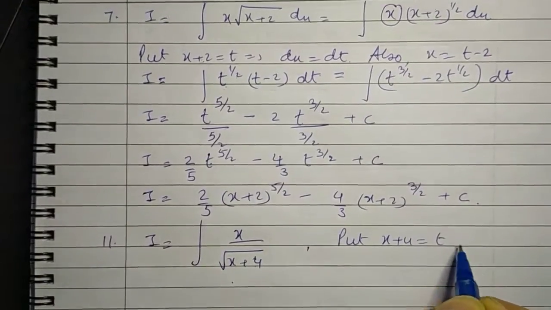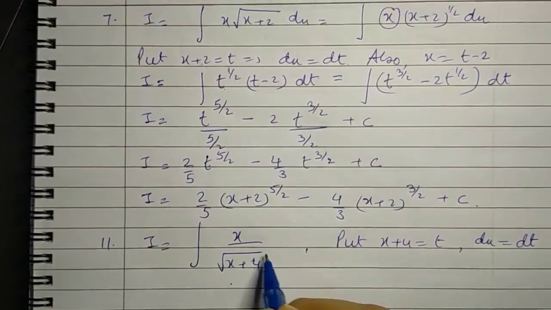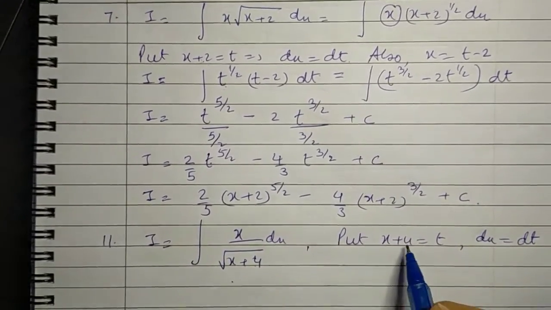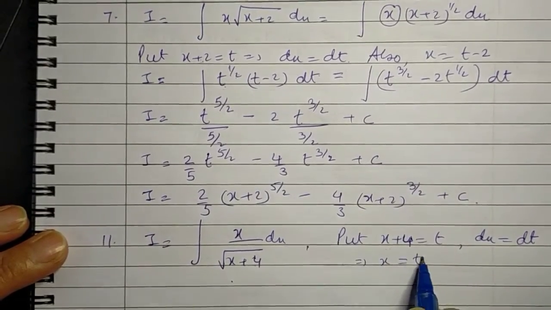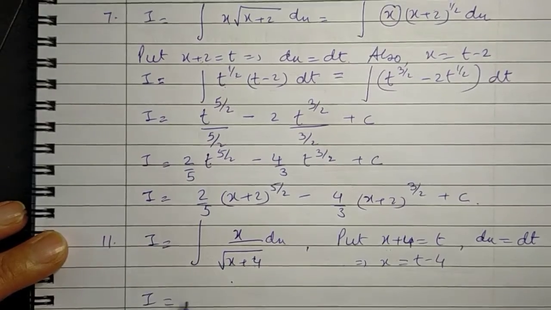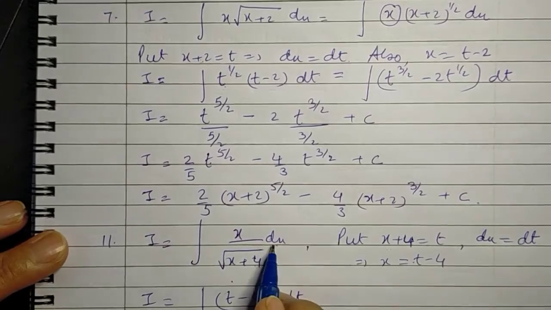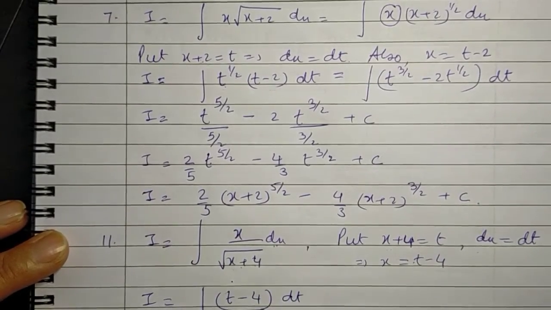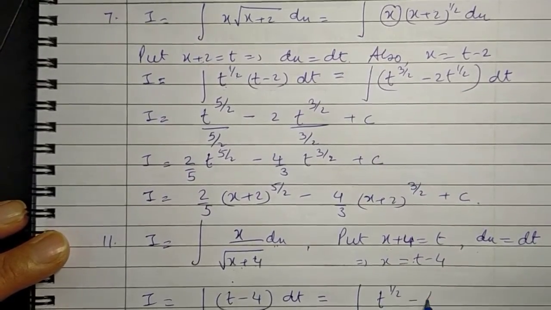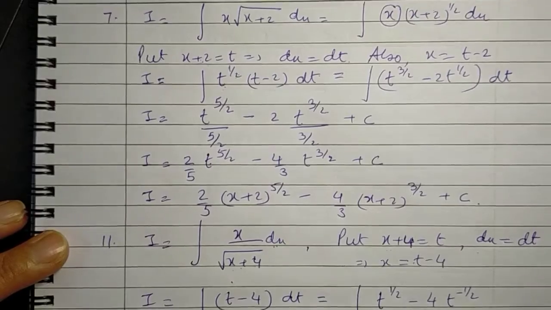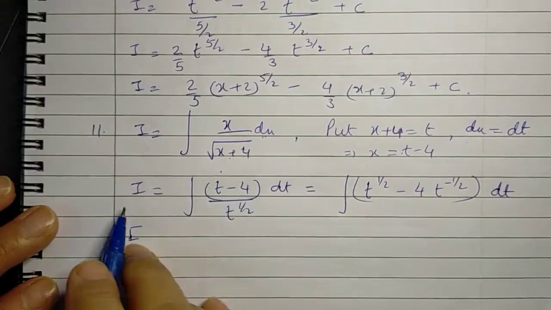x plus 4 as t, we get dx equal to dt, and from here we can get x is equal to t minus 4. So I becomes equal to the integral of (t minus 4) into dt over root t. X is t minus 4, dx is dt, and this becomes t raised to the power of half, which can be written as t raised to the power of half minus 4 t raised to the power minus half, whole into dt, which can be easily solved.